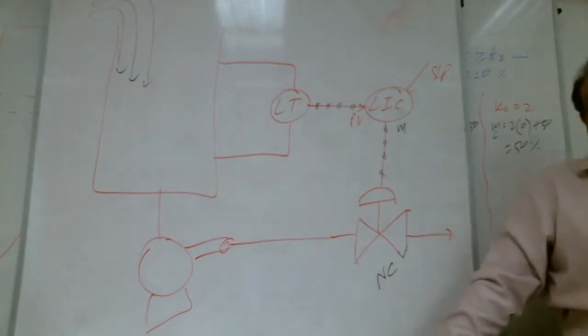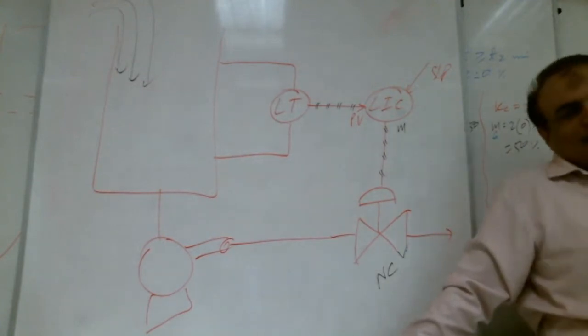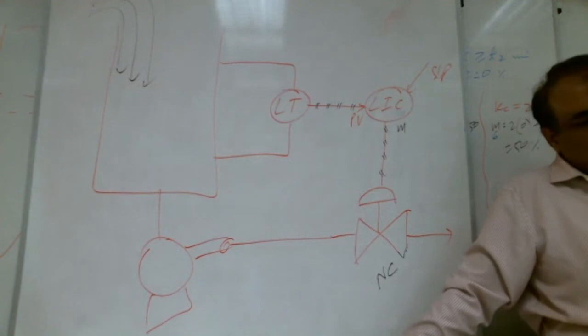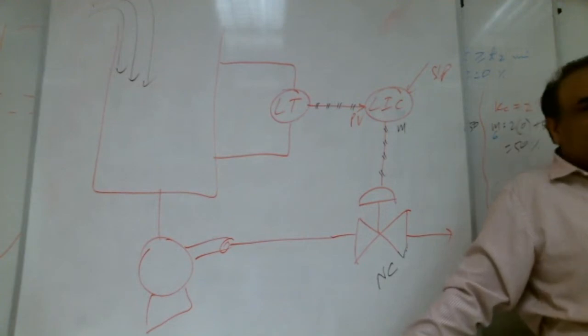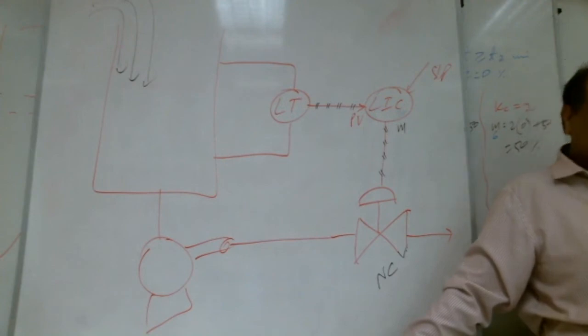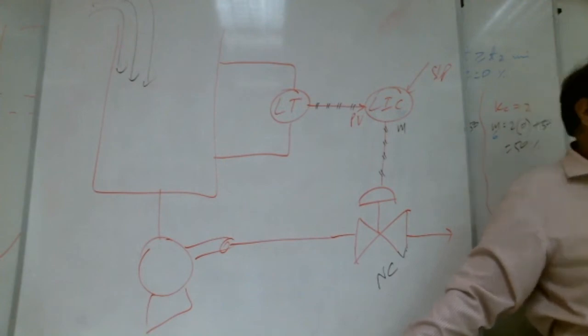Where is the I2P converter, Shabab, here? Why did we not put the I2P converter? They are both pneumatic. No need to convert. They are both pneumatic. Very good. Output of the controller is pneumatic. Control valve is also pneumatic. So no need for an I2P converter.